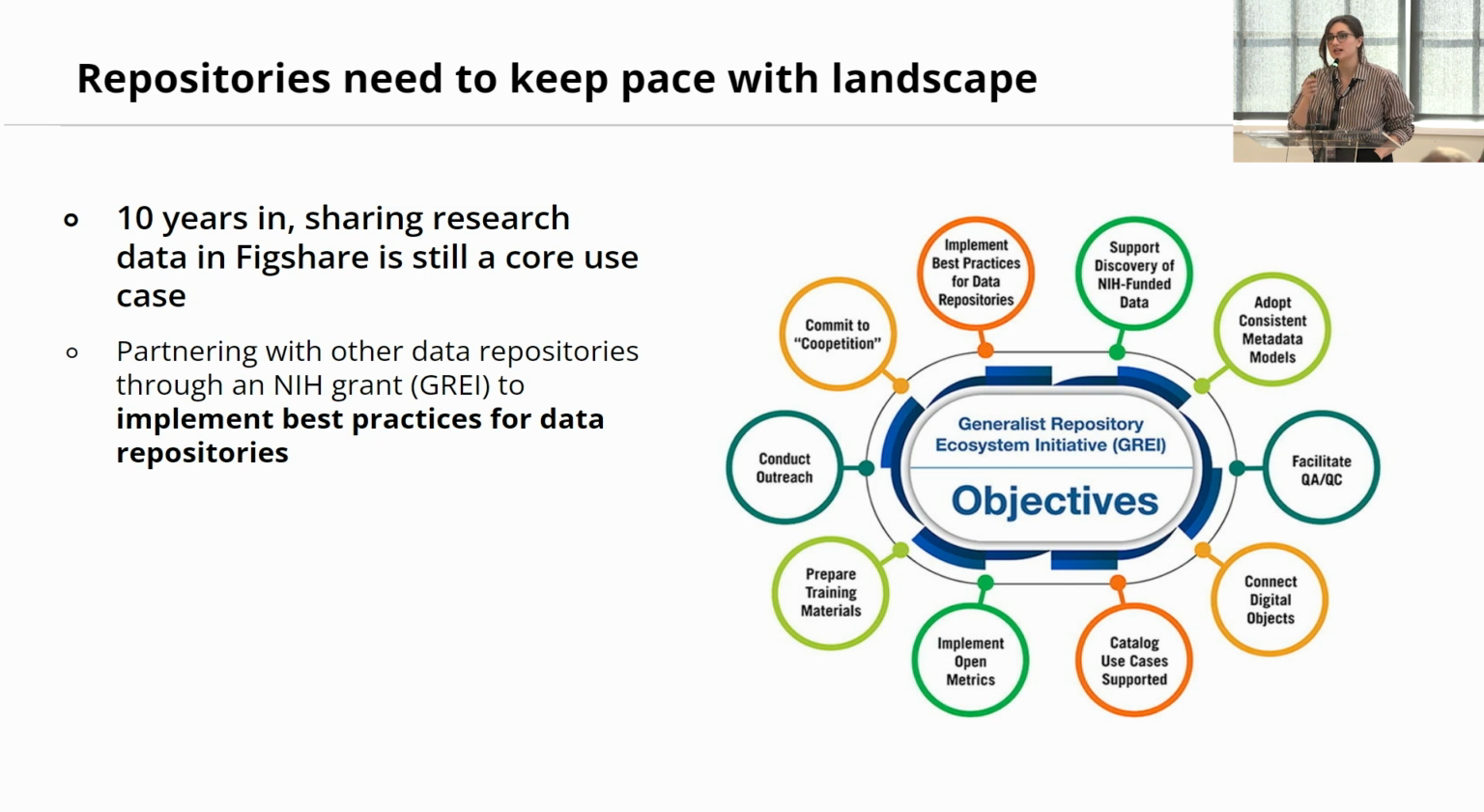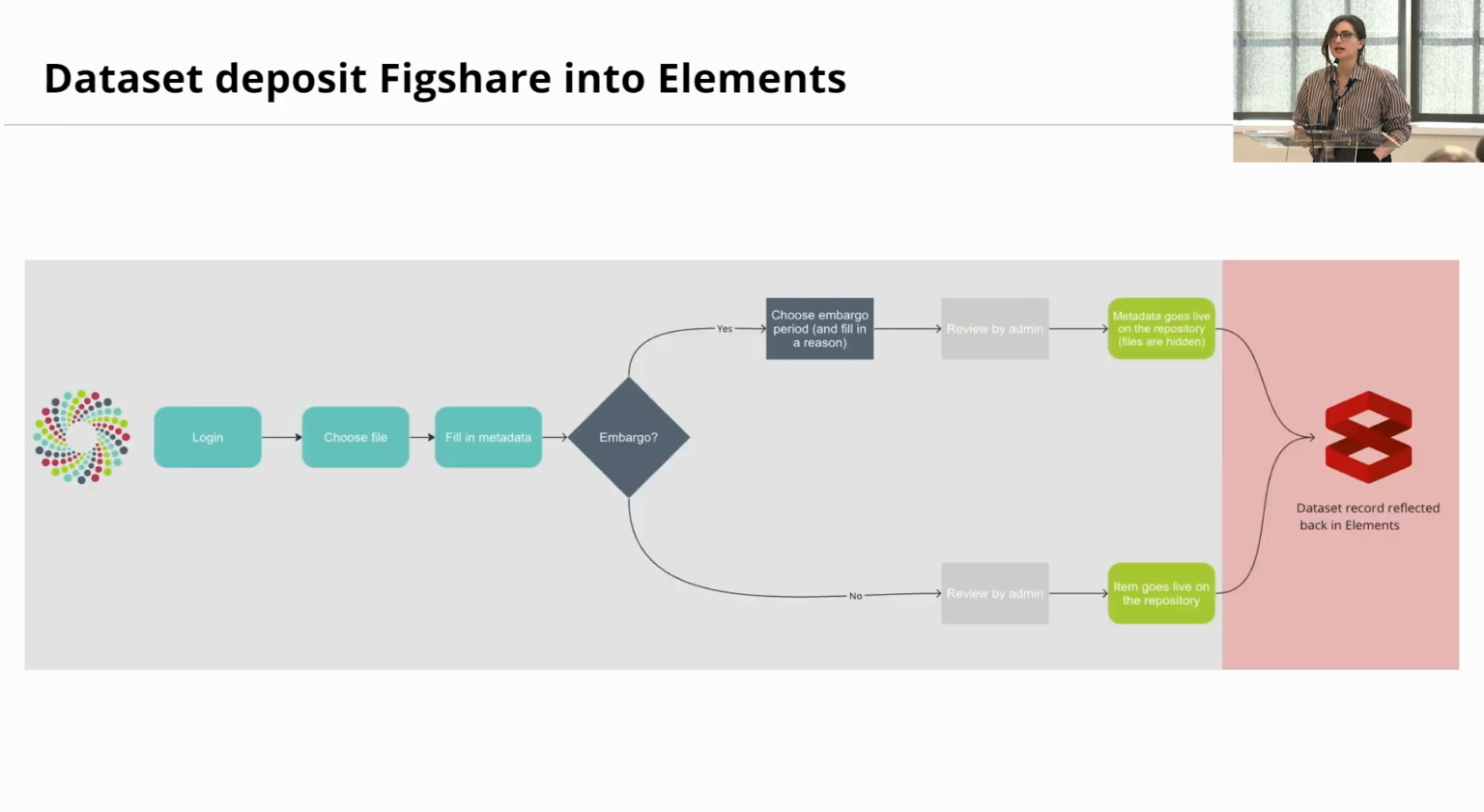So Figshare is part of the NIH GREI initiative. This stands for the Generalist Repository Ecosystem Initiative, and it's a really cool project that the NIH is funding us and 5 other generalist repositories to make sure that we are keeping pace with the needs of data sharing in the US for the NIH. It's actually just good practices for all data sharing globally, but the NIH wanted to make sure that we were supporting their roadmap to asking researchers to share data. So we're 10 years in, actually that's 11 now, but we're still making sure that data stays a core part of what we do in an institutional repository landscape.